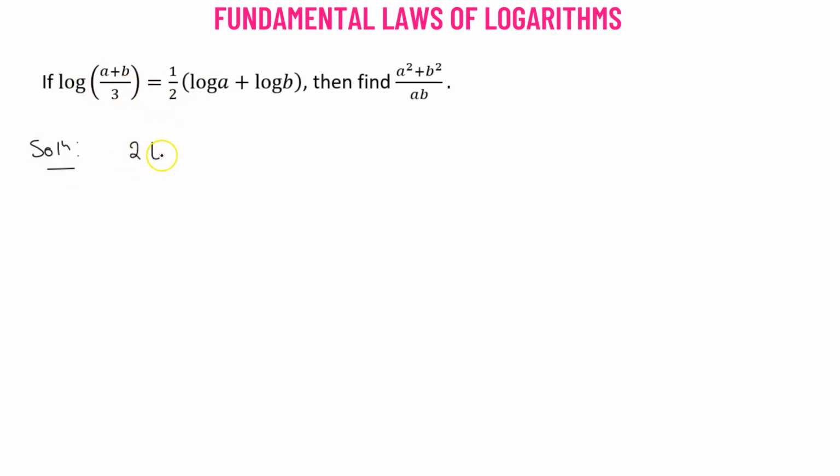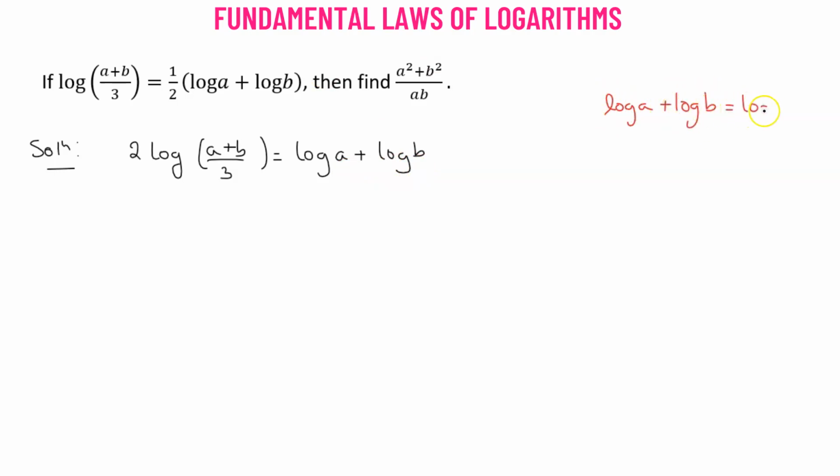So we have 2 times log of (a plus b) over 3, that's equal to log of a plus log of b. Now we can combine log of a plus log of b using a property of logarithm. That's log of a plus log of b, which equals log of a times b. So this means we have log of ab on the right hand side.